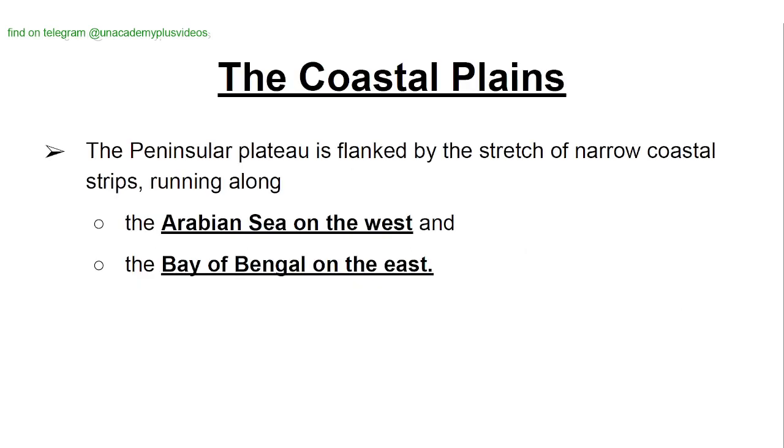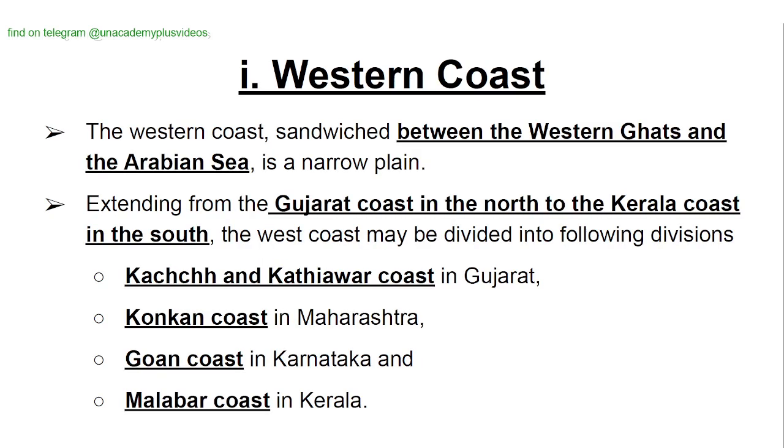The coastal plains. The peninsula plateau is flanked by a stretch of narrow coastal strips running along the Arabian Sea on the west and the Bay of Bengal on the east. Western coast. The western coast, sandwiched between the Western Ghats and the Arabian Sea, is a narrow plain.